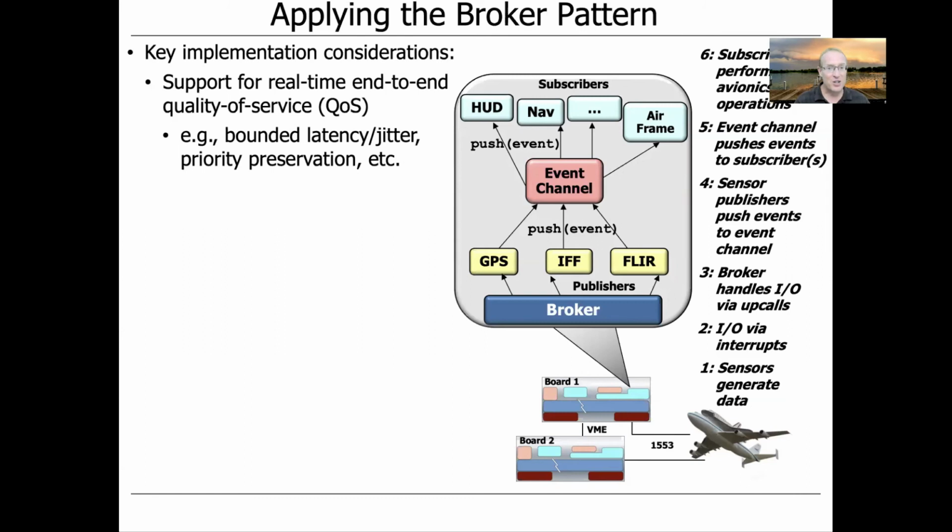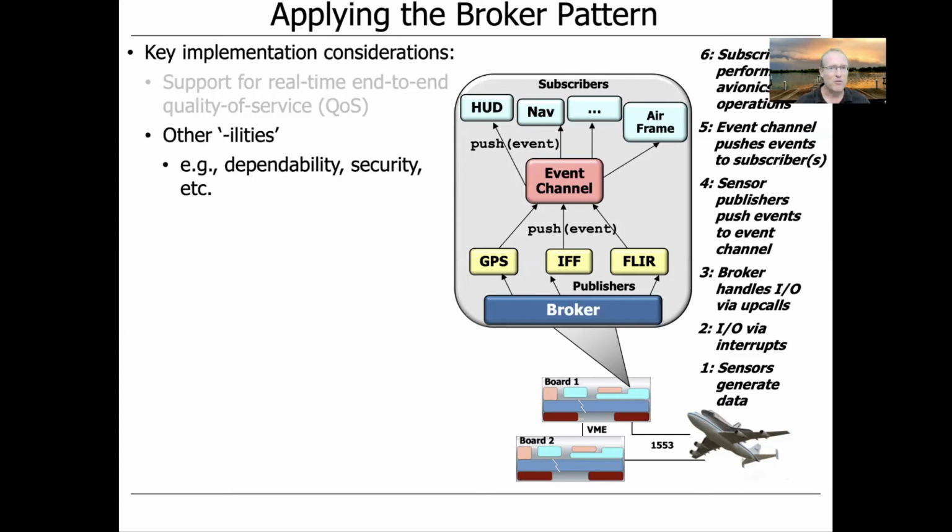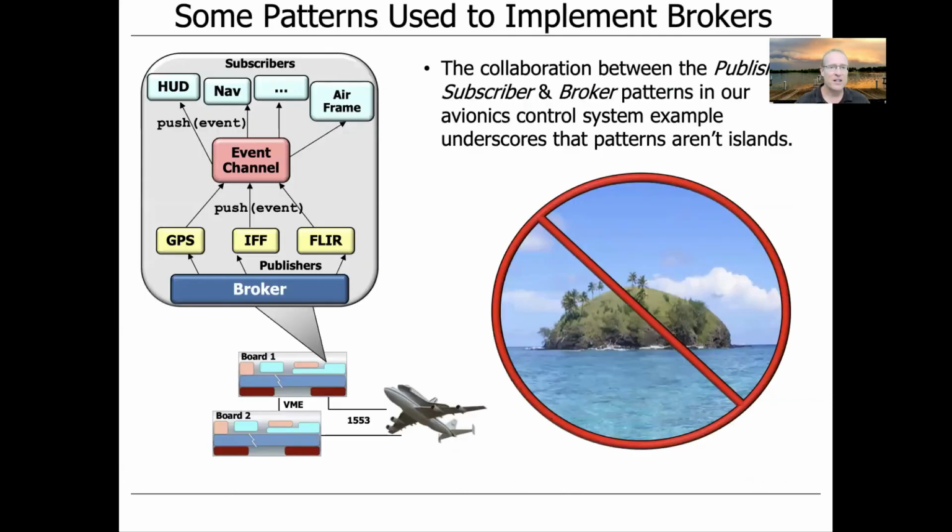Once again, the pattern got us quite a long way to the solution, but there were still a bunch of niggling issues that weren't addressed in the broker pattern as described in the POSA 1 book. In particular, all the issues related to real-time end-to-end quality of service, such as bounding latency, bounding jitter, and preserving priorities from client to server. We had to figure those things out, and they were documented in pattern form and in other ways over many decades. There were other illities that were also important: dependability, security, scalability, and so on. We'll talk later, when we get into the pattern language discussion, about different aspects of the pattern languages for handling these kinds of illities.